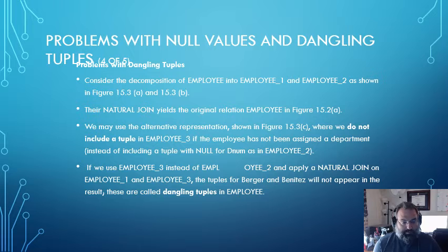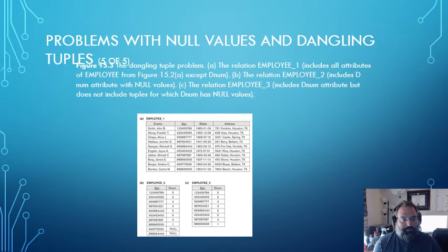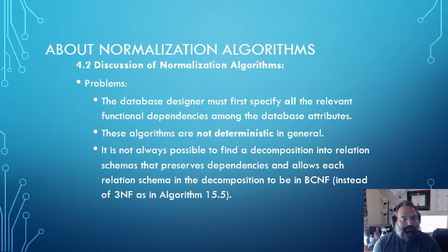We may use the alternative representation shown in 15.3c, where we do not include a tuple in EMPLOYEE3 if the employee has not yet been assigned to a department, instead of including a tuple with a null for Dnum as in EMPLOYEE2. If we use EMPLOYEE3 instead of EMPLOYEE2 and apply a natural join on EMPLOYEE1 and EMPLOYEE3, the tuples for Berger and such will not appear in the results. This is called dangling tuples in EMPLOYEE.